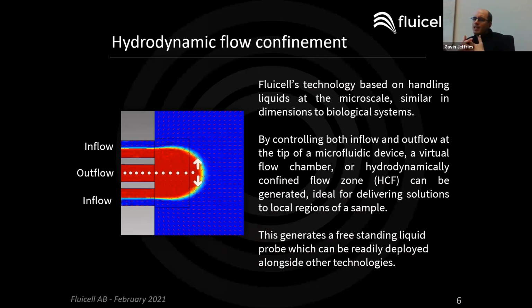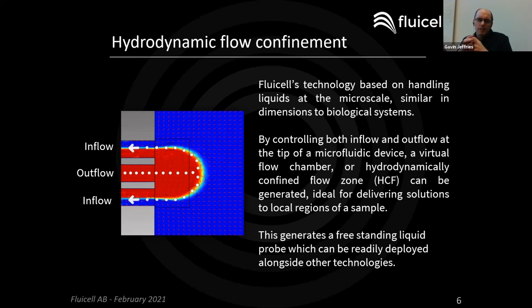At its essence, it's controlling the flow of one liquid inside another liquid environment. In practice, this means controlling the inflow and outflow at the tip of a very small microfluidic device. This generates what we like to call a virtual flow chamber, more technically known as a hydrodynamically confined flow zone. Once you've established this flow zone, it's an ideal way of delivering solutions to a very small, very localized region of a sample.